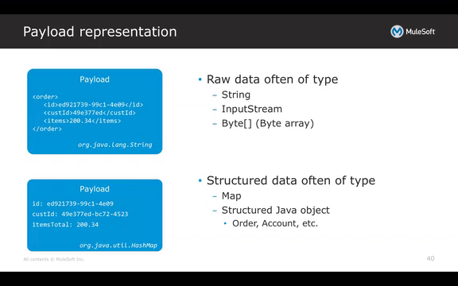Payloads are going to be the primary focus in this class because it's essentially the data we're trying to move around. And payloads can be represented in many ways. One of the categories you'll see is raw data. This type of data is usually represented by a string, an input stream, or a byte array. The idea of raw data is that it's going to be somewhat unparsed. It's just a raw format of the data. Structured data, on the other hand, is when we have data that's turned into something like a map where we can access key value pairs, or a structured Java object, like our own order account class.